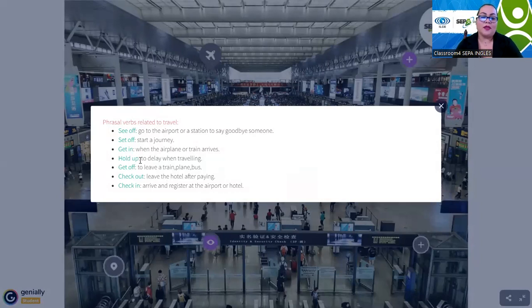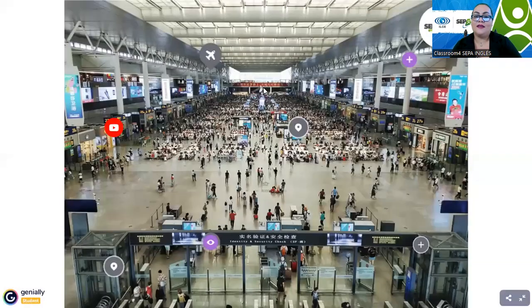Hold up: to delay when traveling. Get off: to leave a train, plane, or bus. Check out: leave the hotel after paying. Check in: arrive and register at the airport or hotel. Okay, let's push another. Let's click here.